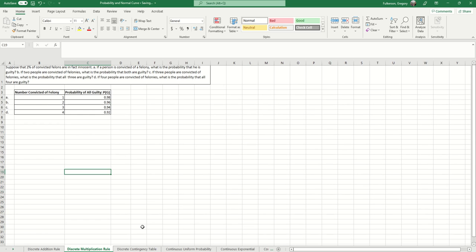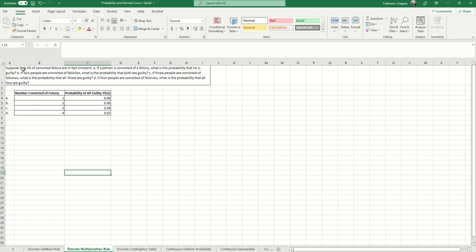The next sheet here uses the multiplication rule. So it says, suppose that 2% of convicted felons are in fact innocent. If a person is convicted of a felony, what is the probability that they're guilty? So if it's a 2% chance they're innocent, then we're looking at the Q value. They're not innocent, so guilt, right? So that probability of guilt is going to be 0.98, right?